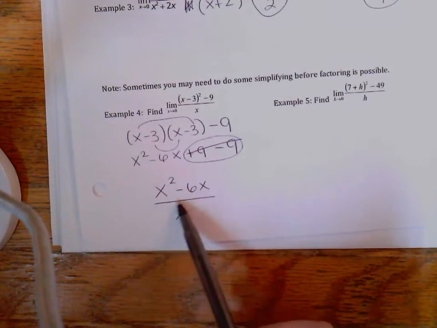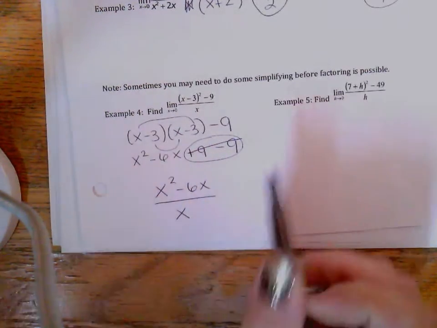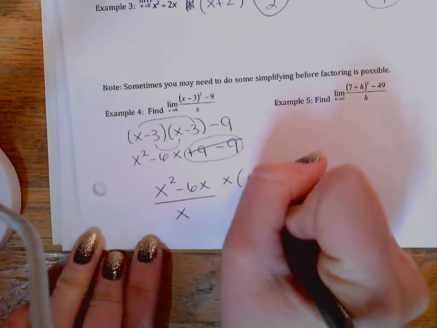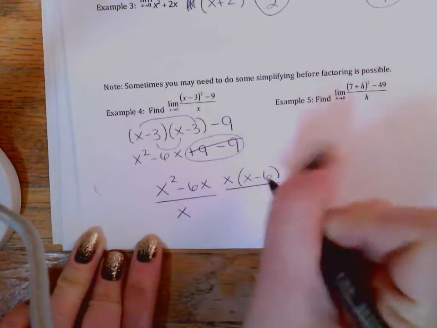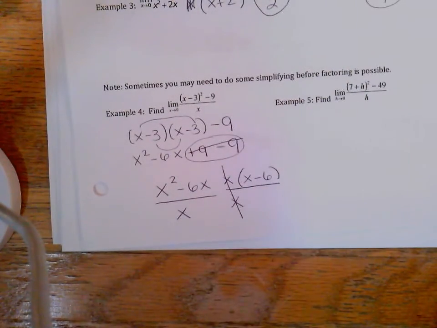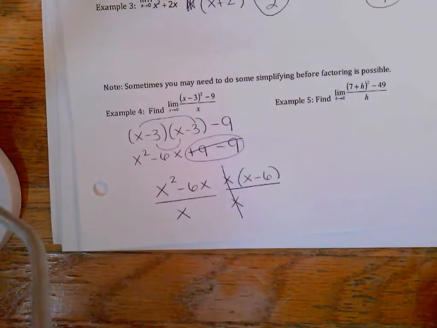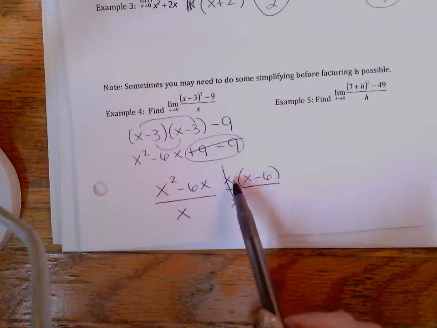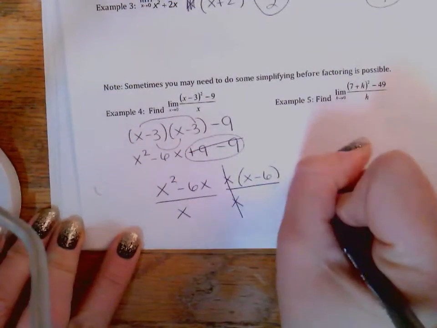So now I can factor the numerator by taking out a greatest common factor of x. So I would have x times x minus 6 all over x in the denominator. Now I can plug in 0. 0 minus 6 is negative 6.